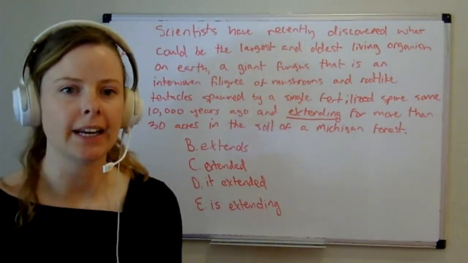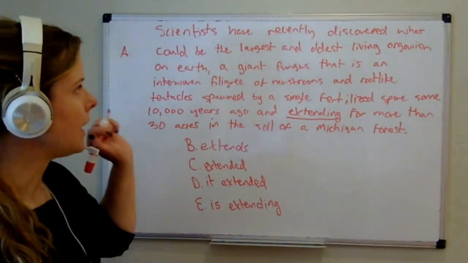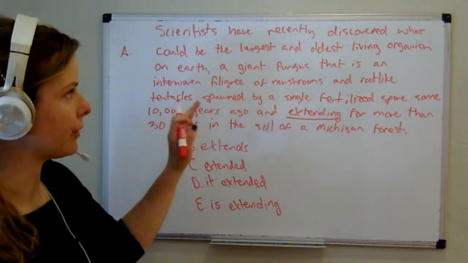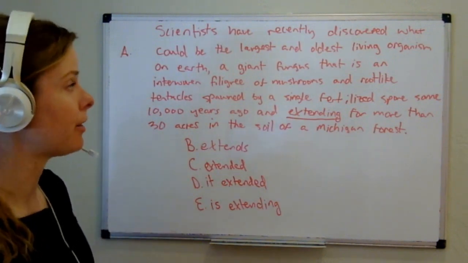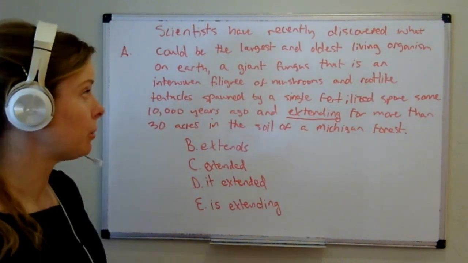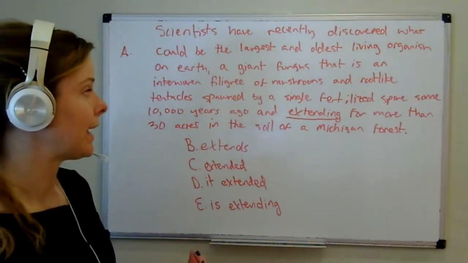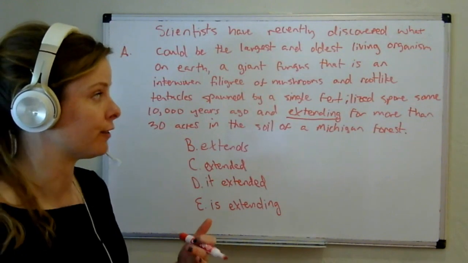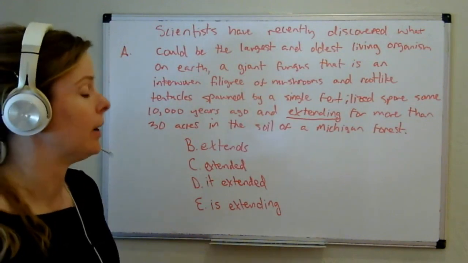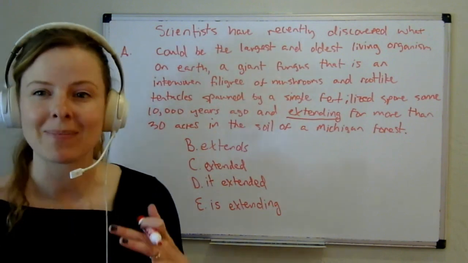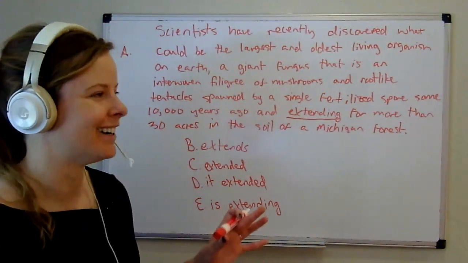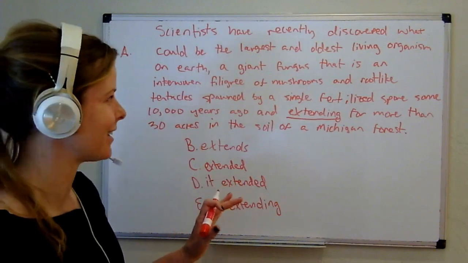All right, let's go ahead and talk it through. In A, we have scientists have reportedly discovered what could be the largest and oldest living organism on Earth, a giant fungus that is an interwoven filigree of mushrooms and root-like tentacles spawned by a single fertilized spore some 10,000 years ago and extending for more than 30 acres in the soil of a Michigan forest. Again, man, that's a lot. However, it becomes much easier if you know what to focus on.